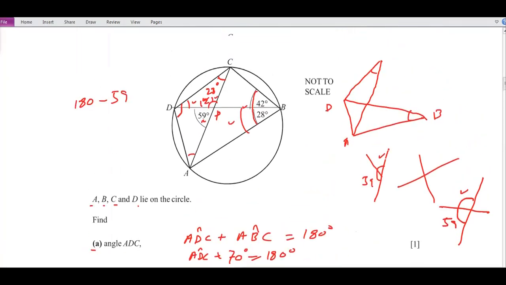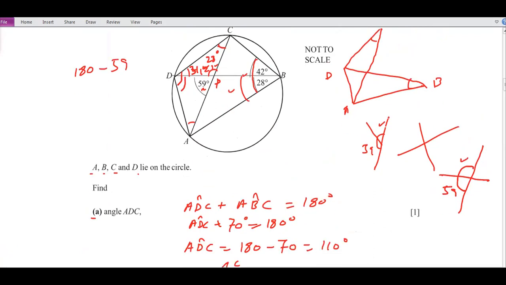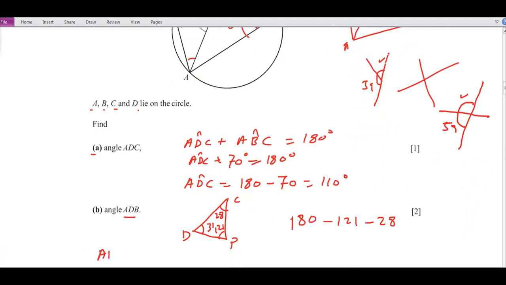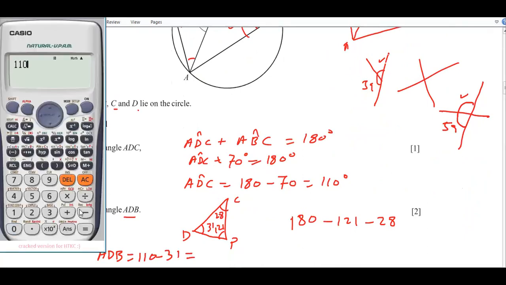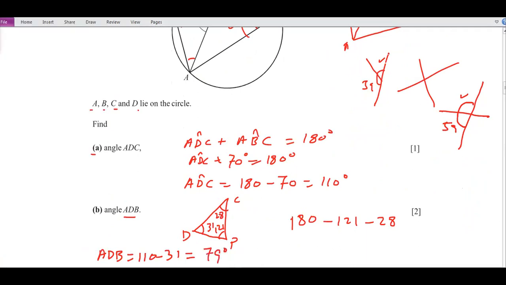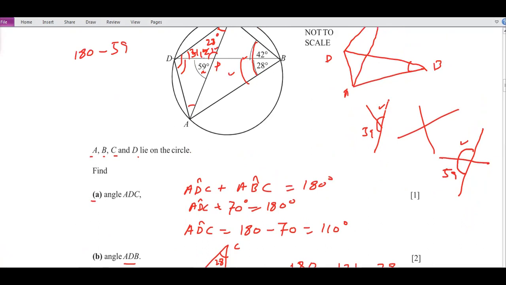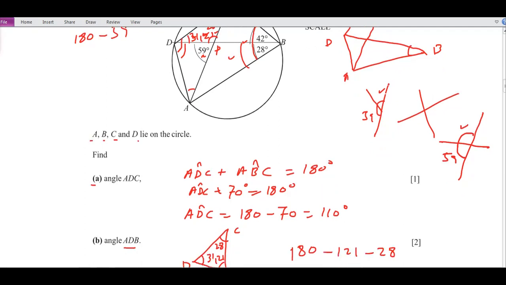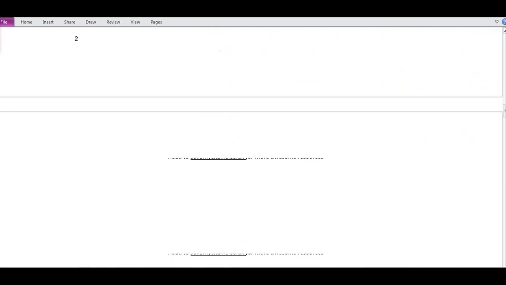Okay. Now we know this total is 110. Out of this 110, if this is 31, then what will this remaining be? 110 minus 31. It means the angle ADB will be 110 minus 31. So you can subtract that. 110 minus 31 is 79. So this angle is 79. So sometimes you have to go through steps, and directly it will not be possible. Consider the triangles, which will help you to find the given angle.